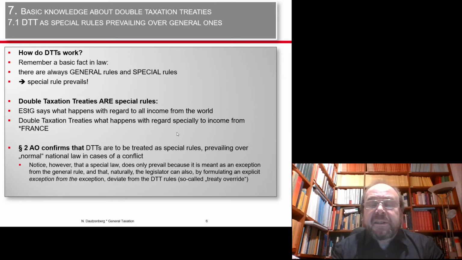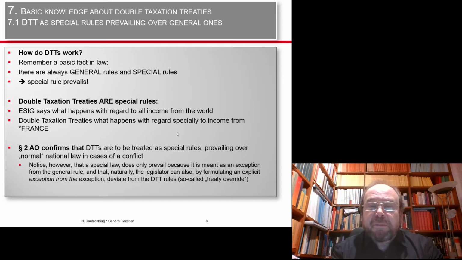So here then you have a conflict. ESDG says what happens to income in general. DTT says what happens to income from France. And so that's the more special law. And in cases of conflict, it prevails as far as the conflict goes. This is rather common sense. Nevertheless, common sense, it's always good if you have a confirmation somewhere in written form also for common sense, because one never knows what a lawyer could do.